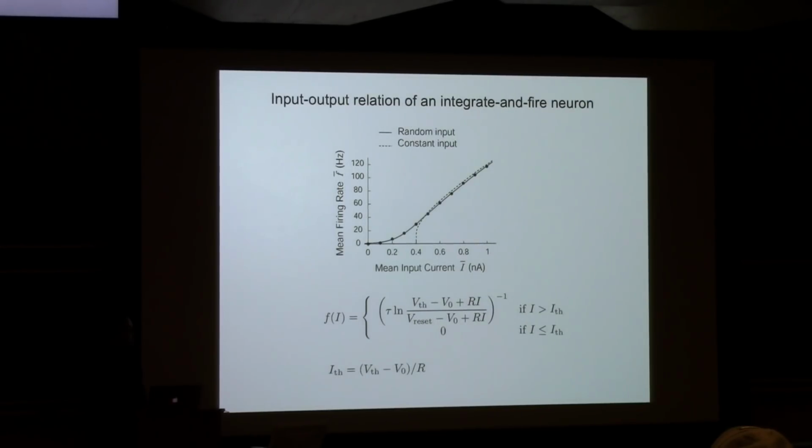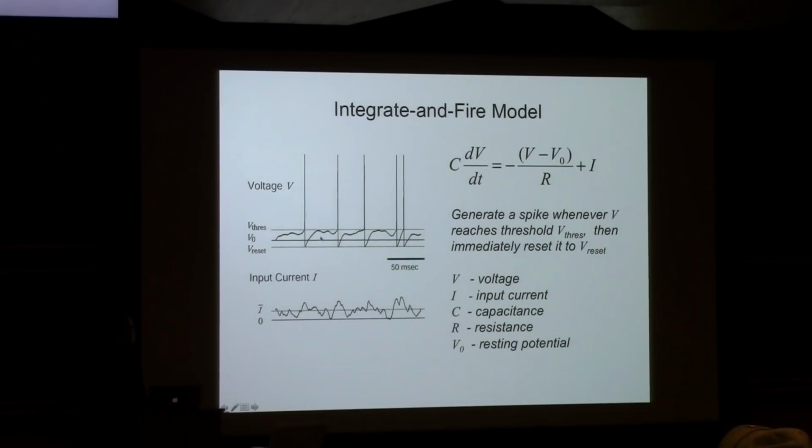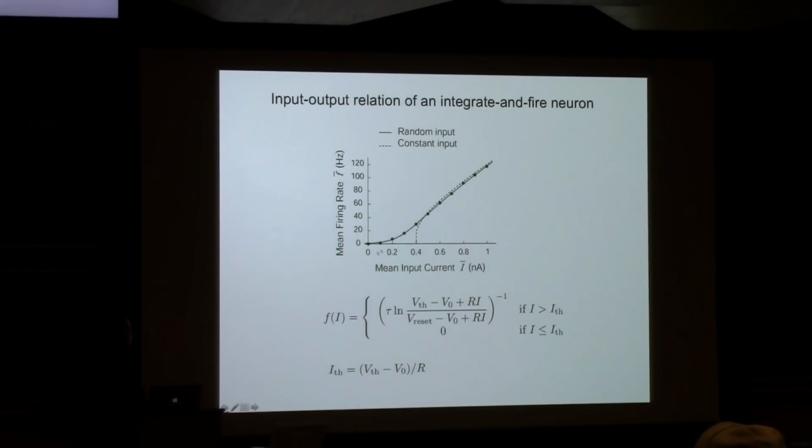If you have a step input, a constant input, then you can solve the equation. Starting from reset, how long does it take to go all the way to threshold? You can see the firing rate, the number of spikes per second, as a function of the current. You get a function that looks like this dotted line. There's the threshold. If your current is too low, it never reaches that threshold. If it's high enough, the firing rate becomes higher as your current input goes higher.